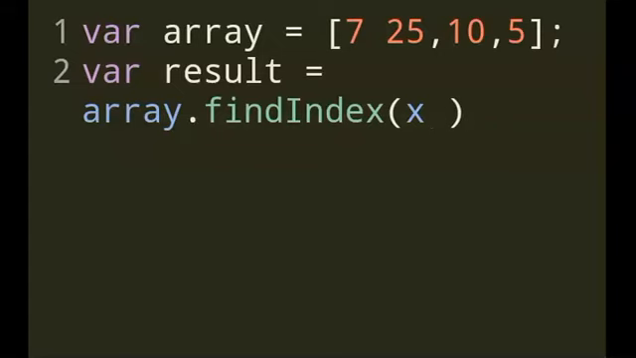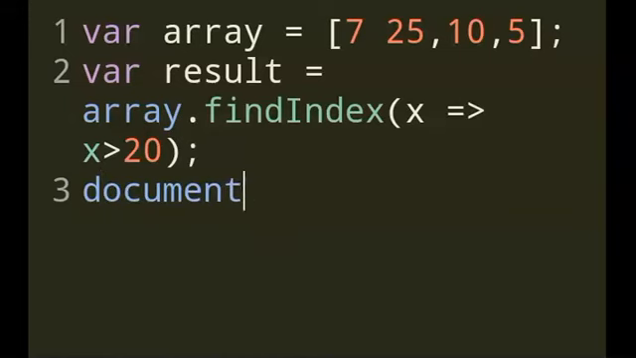X, and then we use the arrow function, as I showed you last time. Arrow, where x is greater than 20, right? And then close this parenthesis. Now I just print the result. Document.write result.